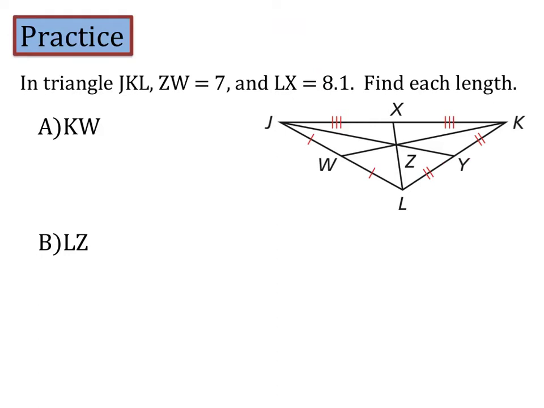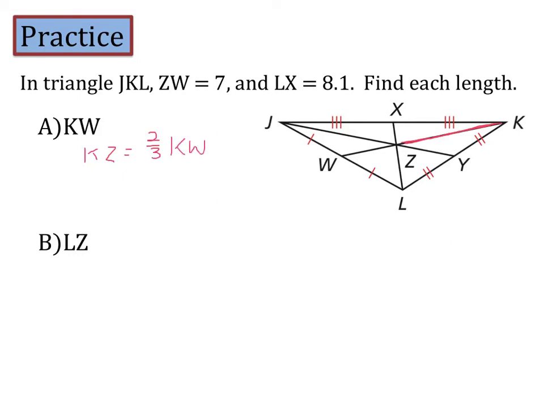Let's do a few more practice problems using the centroid theorem. In triangle JKL, ZW equals 7 and LX equals 8.1. Let's find each length. So, using the centroid theorem, we know that this segment right here is going to be 2/3 of the entire segment KW. So we know that KZ is going to equal 2/3 times KW.